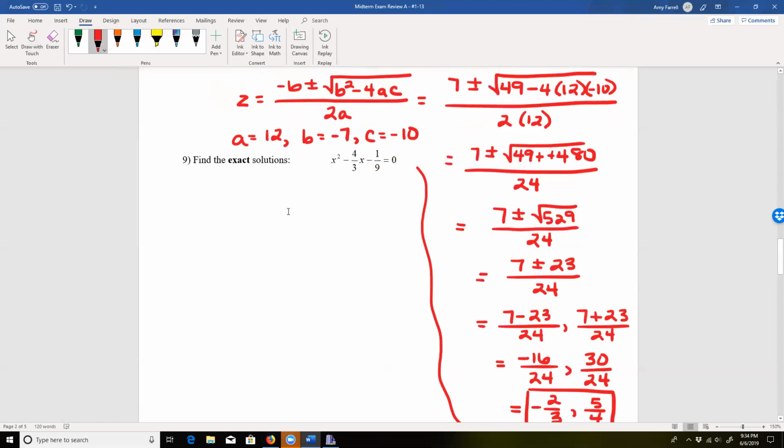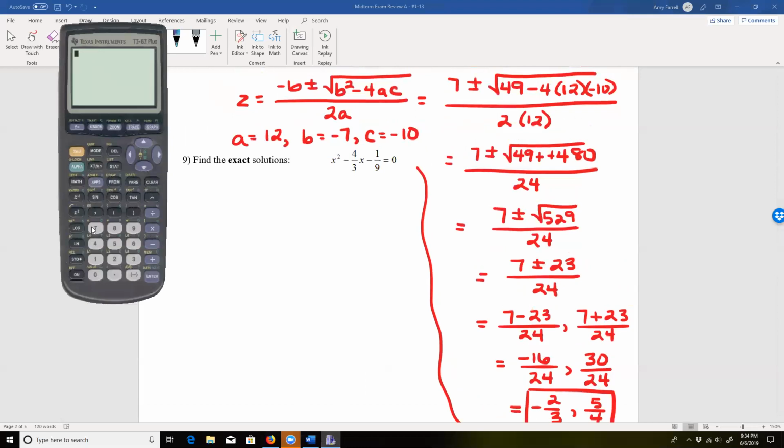Okay, number 9, it says find the exact solutions. What we mean by that is we don't want you to go in your calculator and take 4 divided by 3, and get 1.3333 and just say, oh, okay, that's about 1.3 or negative 1.3. So we don't want you to do that.